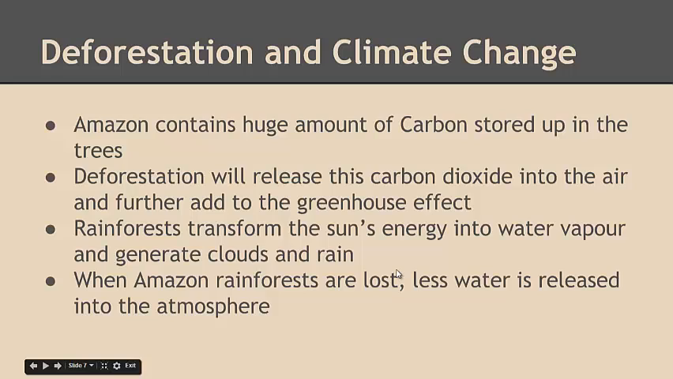Currently, the Amazon contains a huge amount of carbon stored up in the trees and is responsible for a lot of the oxygen we breathe. Deforestation will release this carbon dioxide in the air and further add to the greenhouse effect, which further increases climate change. Rainforests transform the sun's energy into water vapor and generate clouds and rain. When the Amazon rainforests are lost, less water will be released into the atmosphere, and therefore it will harm us too.